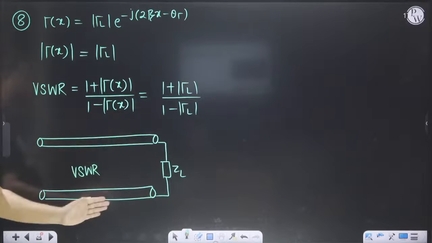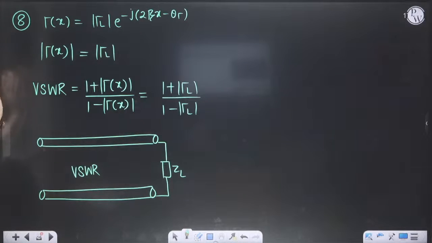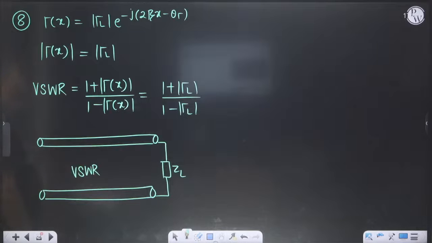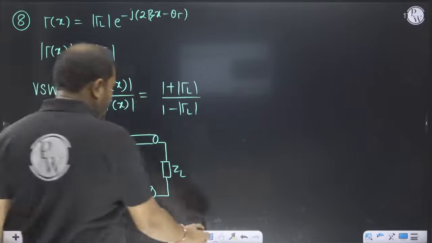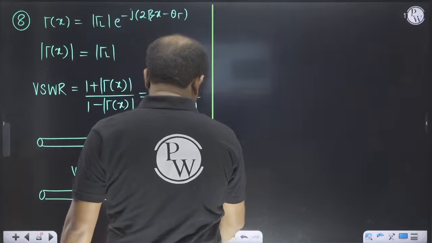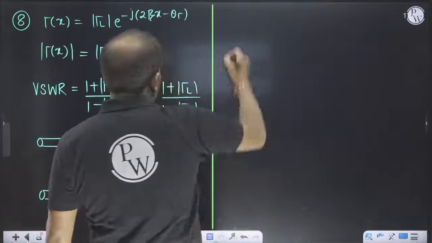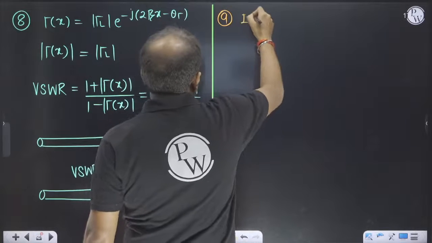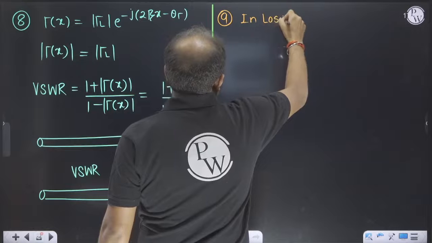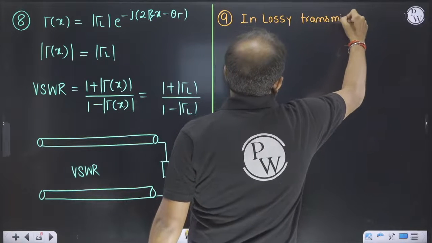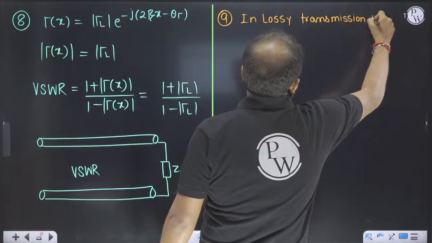Everywhere VSWR will be the same. But in the case of a lossy transmission line, what will happen? This is a question which is not usually asked in the ECE or GATE exam, but they may ask it. So in a lossy transmission line, what will happen?